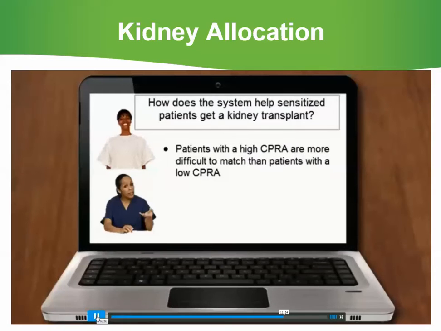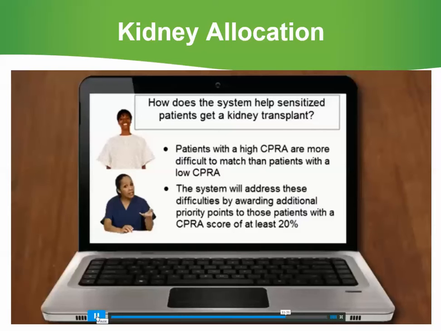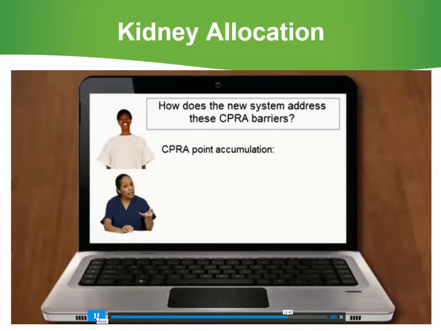Patients with a high CPRA are more difficult to match than patients with a low CPRA. The system will address these difficulties by awarding additional priority points to those patients with a CPRA score of at least 20%. Let's talk about how this works. Patients with a CPRA of 20 to 29% will receive an additional 0.08 points, which equates to about a month of waiting time. As a patient's CPRA score increases, the amount of the additional points increase.